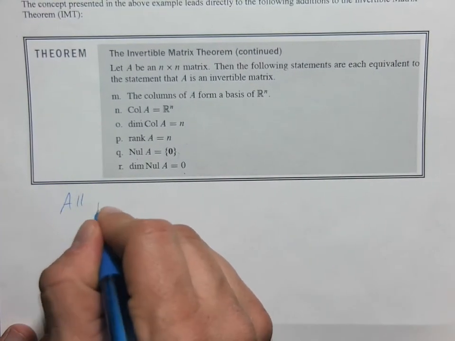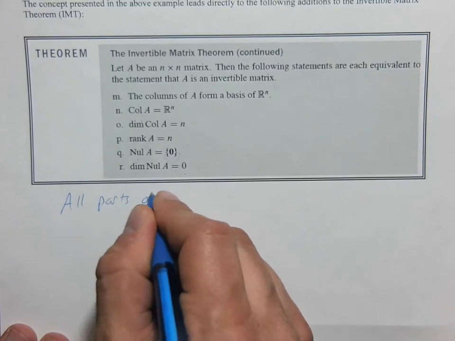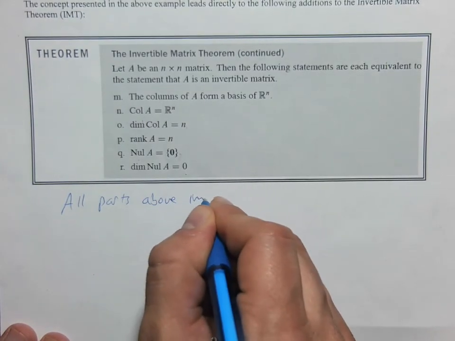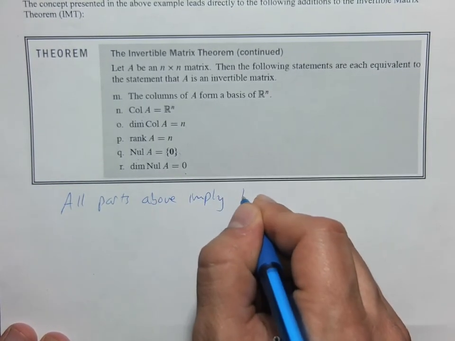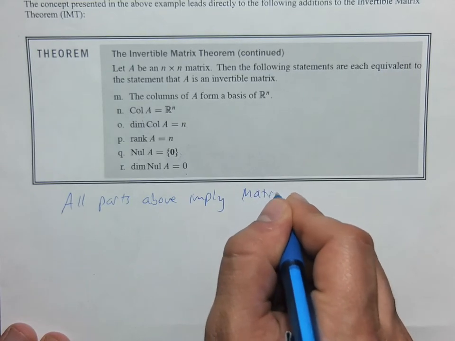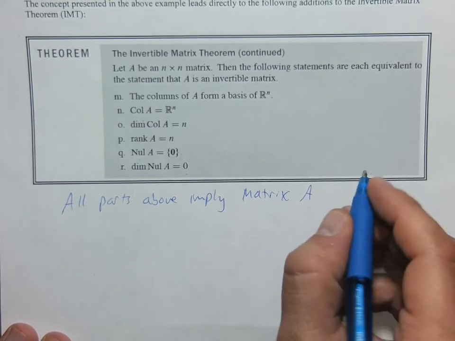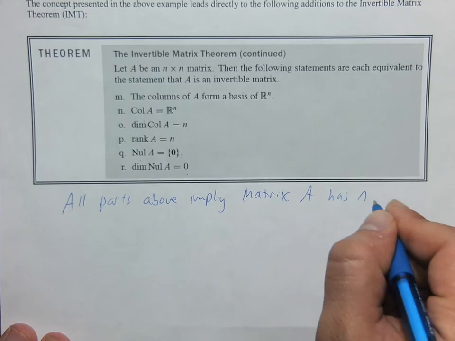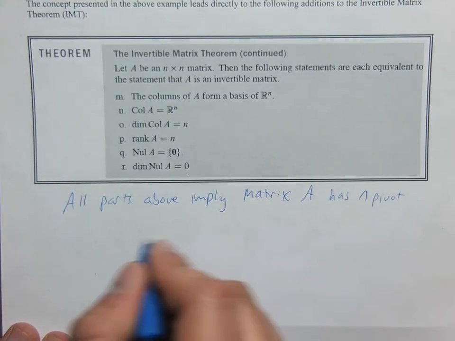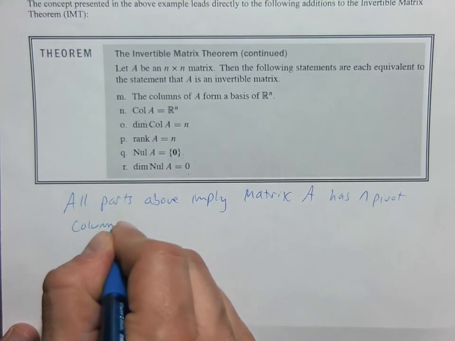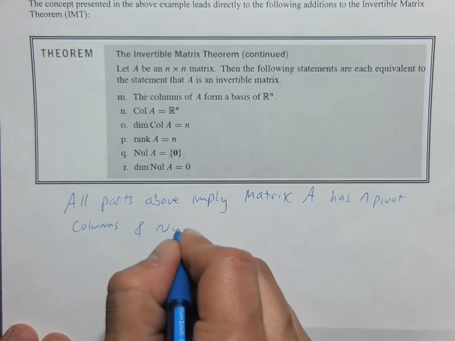So all parts above imply the matrix A, and we're talking about a square matrix, remember, has n pivots and no free variables.